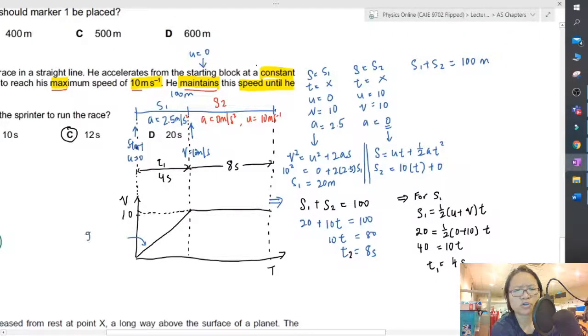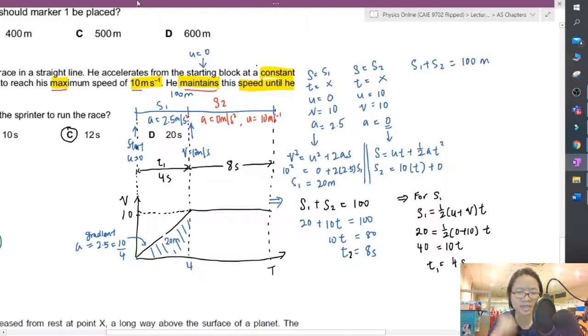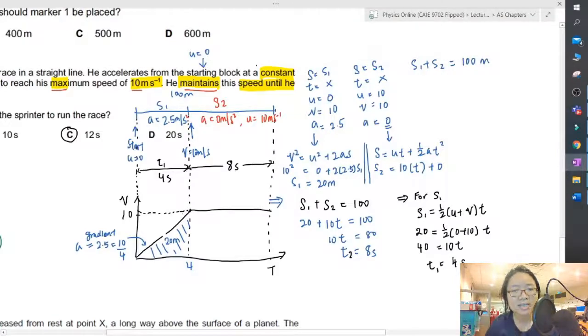I know the acceleration is 2.5 meters per second squared. So the gradient of this line will be 2.5. So 10 divided by what will give you 2.5? 10 divided by 4, that's why this is 4 seconds. And I know this area here will now be 20 meters, because 10 times 4 divided by 2 is 20, meaning the remaining rectangle will be 80 meters. Because the area of the triangle is 20 meters, that makes a 100 meter race.